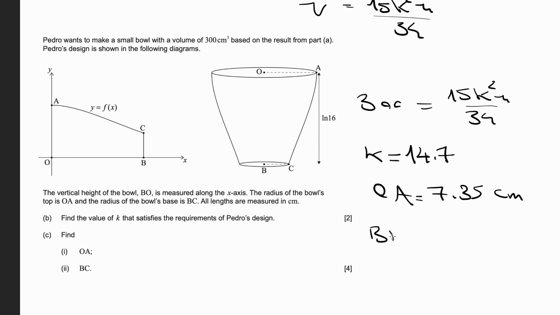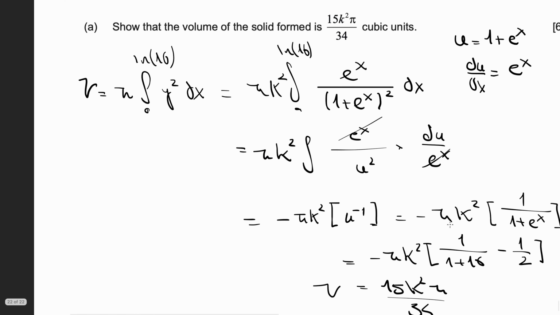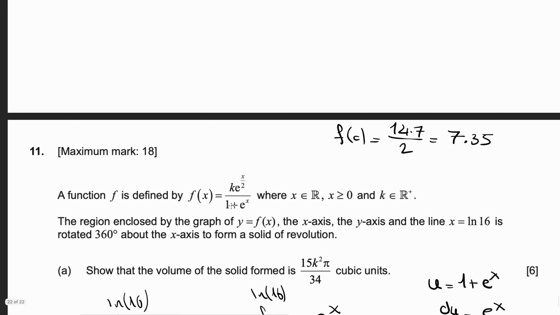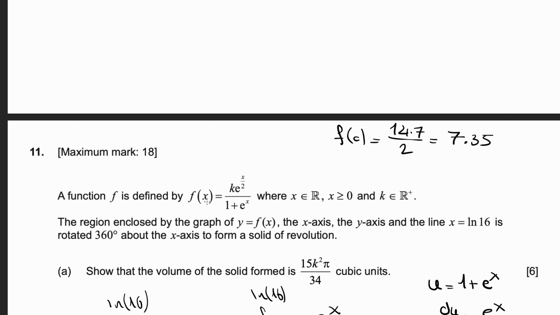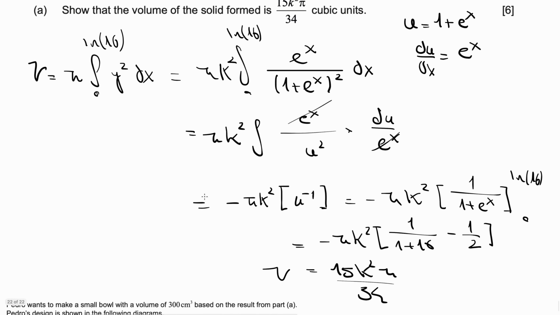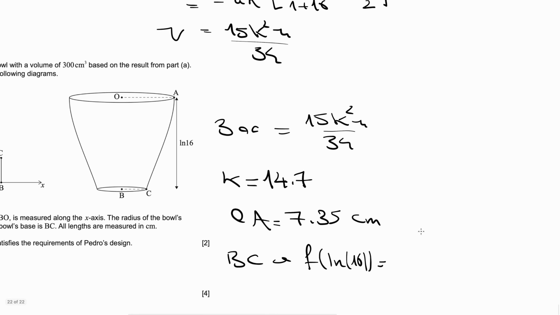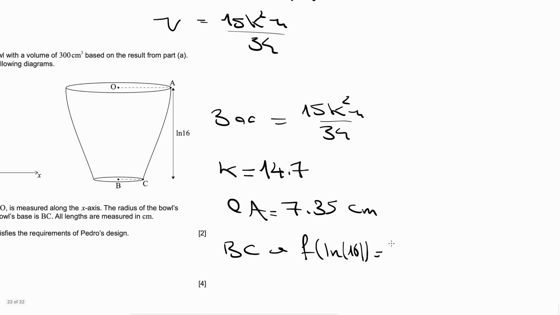And as for your BC, well, we know that B, this line here, is at x equal to ln of 16. So you can solve for it by substituting ln of 16 into f of x. And you will get a value of 3.46 centimeters.